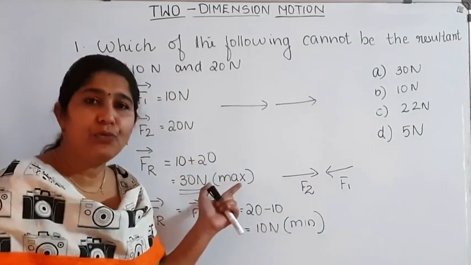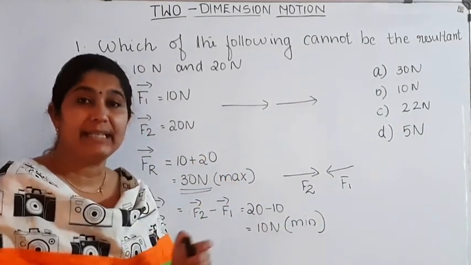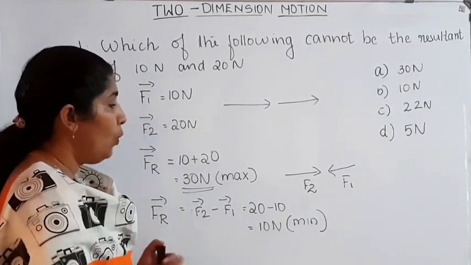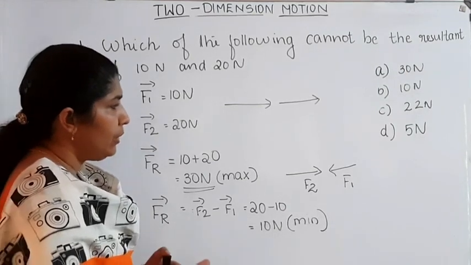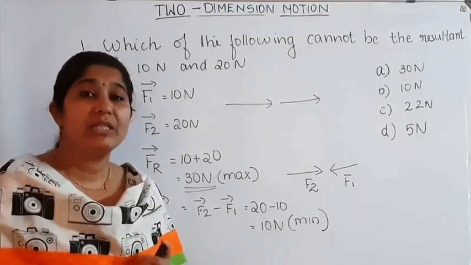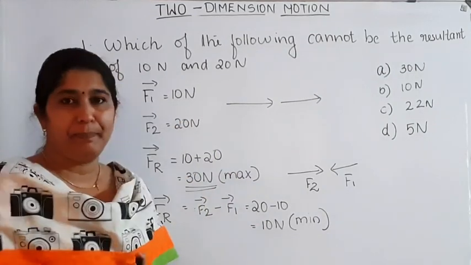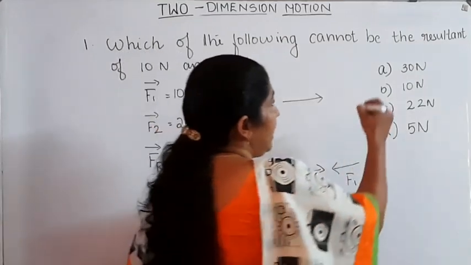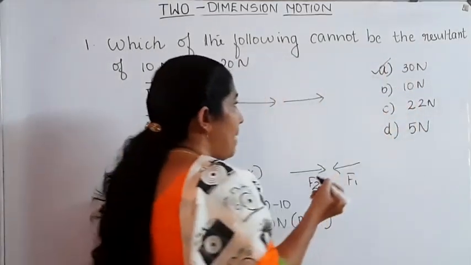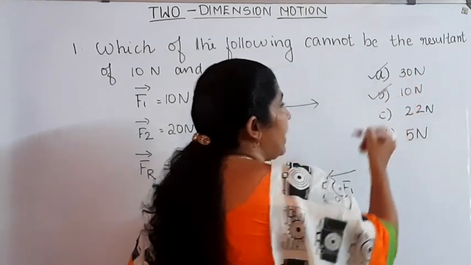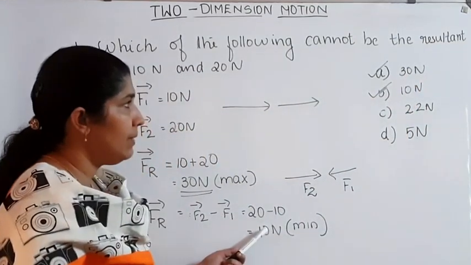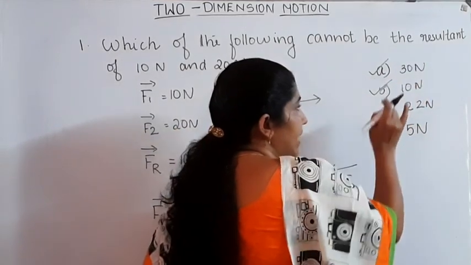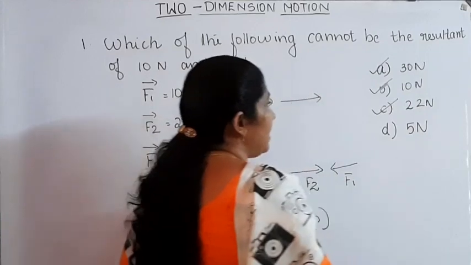Resultant force is maximum when two forces are acting in the same direction and minimum when they are acting in the opposite direction. What about all other values? All other values lie between this maximum and minimum. So here in this question, 30 Newton is the first option, that is the maximum force. 10 Newton is the second option, that is the minimum force. And the third option is 22 Newton, which lies between 30 and 10. Therefore, that option is also correct.